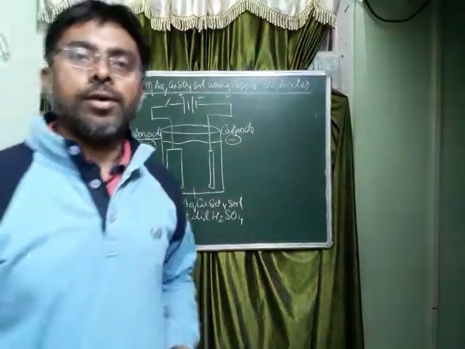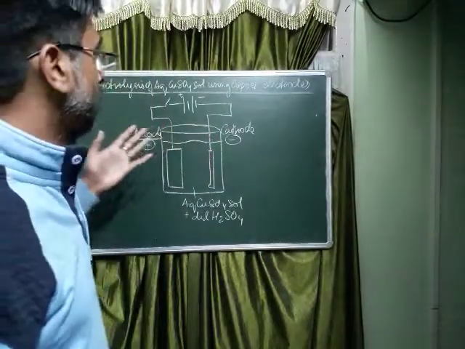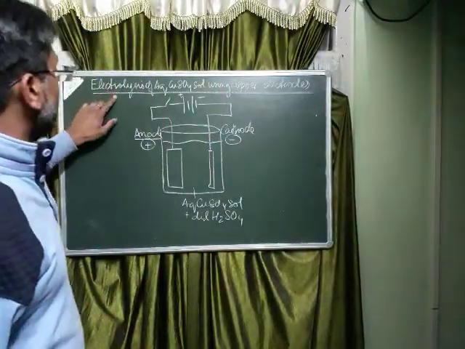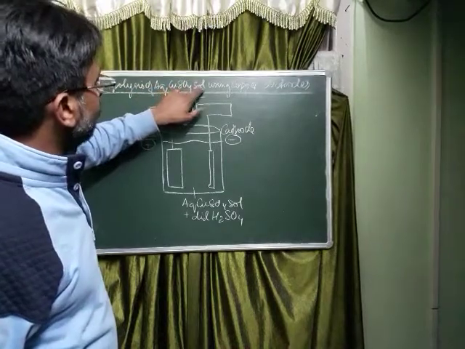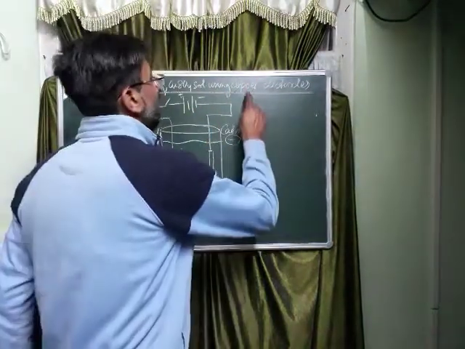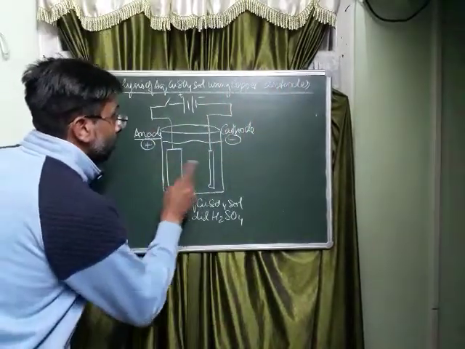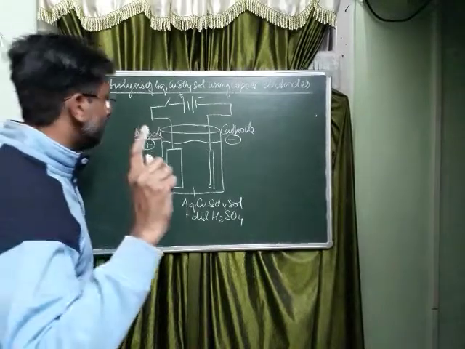Okay, now we have the next example for electrolysis. You can see the diagram on the board. This is the diagram for electrolysis of aqueous copper sulphate solution using copper electrodes. In the previous one it was platinum electrodes, but here it is copper electrodes. The electrodes are made of copper. Now let me explain you in detail.